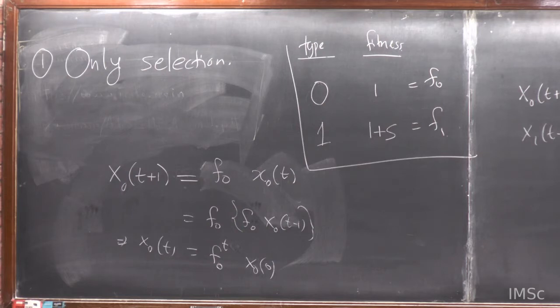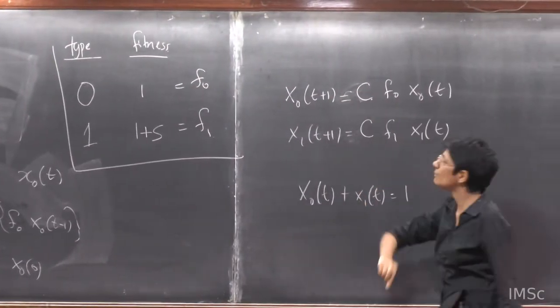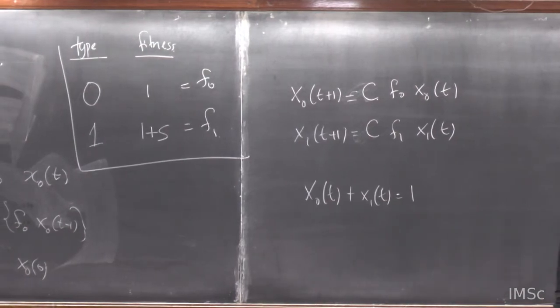This much is okay? So let's put a constant in front. Can you tell me the constant? If I did not put that constant in front, I'll get an exponential growth or decay of the 2 populations, right? But I'm saying both are there and the total sum should be 1. At all times this is true. If I add up the 2 types, their fractions, it should be 1. So what do you think C is?